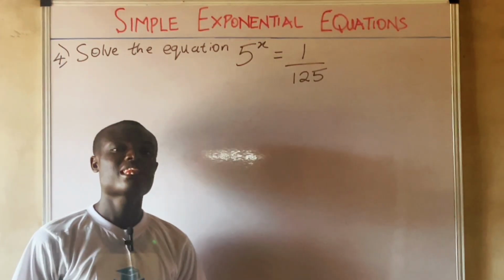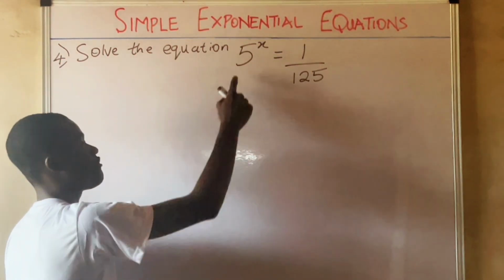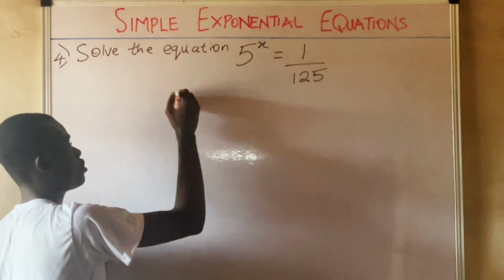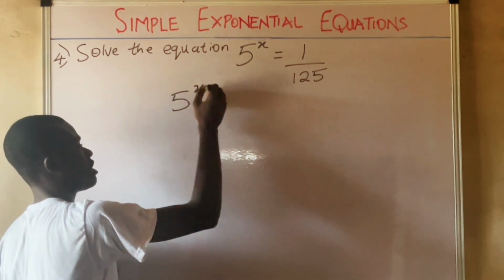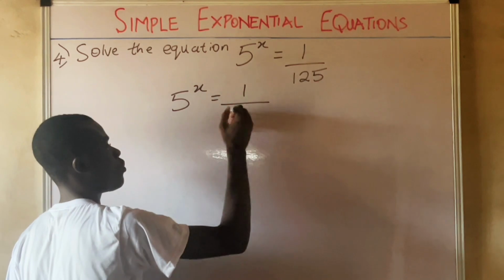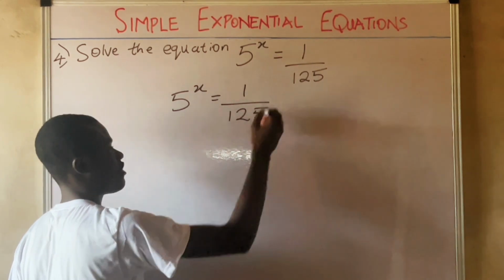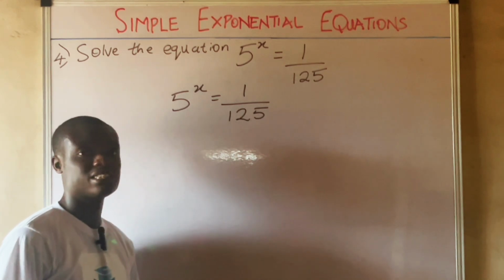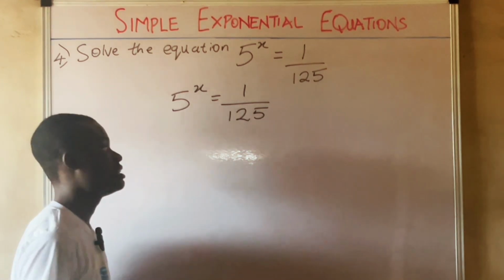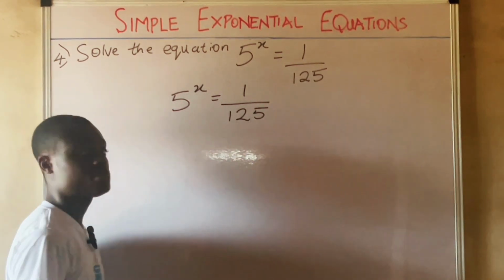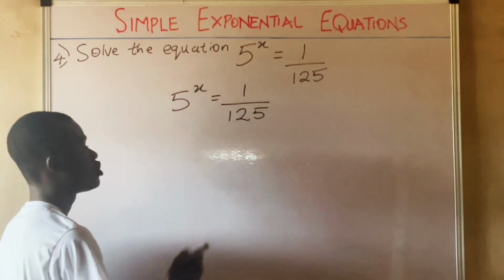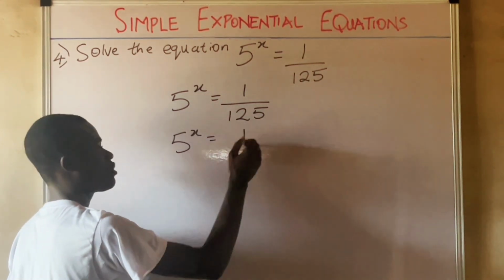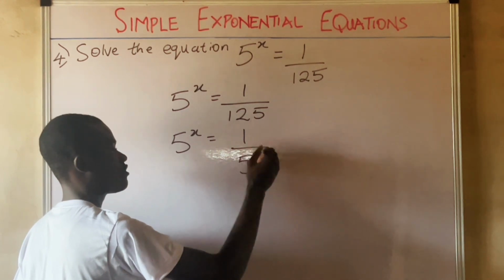So in our fourth and last question, we have that 5 raised to the power of x is equal to 1 over 125. So the equation is 5 raised to the power of x is equal to 1 over 125. Now, in solving a simple exponential equation, like we said, ensure that they have a similar base. Now, 125 is the same thing as 5 raised to the power of 3. So I can write this entire equation as 5 raised to the power of x is equal to 1 over 5 raised to the power of 3.